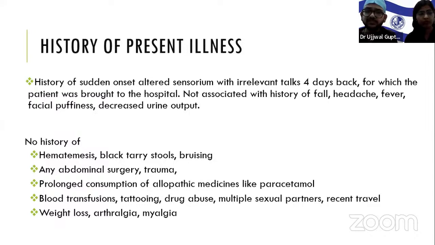Any abdominal surgery or trauma that could be due to strictures, prolonged consumption of allopathic medicines to rule out the hepatotoxicity, blood transfusion, tattooing, drug abuse, multiple sexual partners. These histories we are taking to rule out various viral causes of hepatitis, and the negative history of weight loss, arthralgia, and myalgia to rule out the carcinomatous cause and the autoimmune causes. Okay. Move on with your history, please.